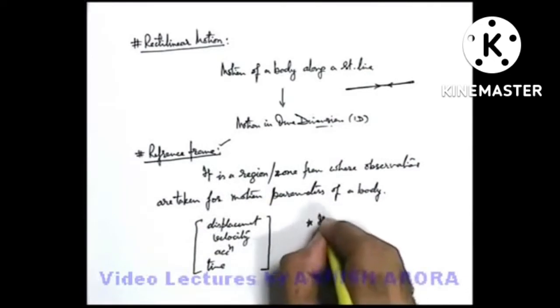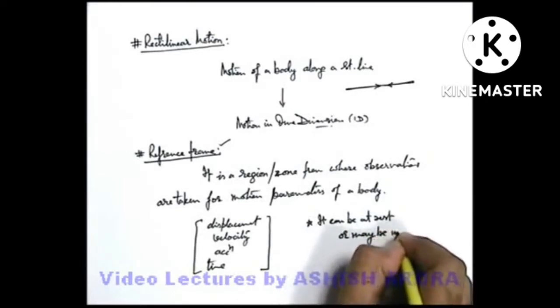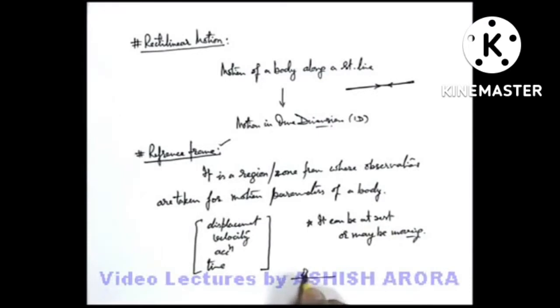Reference frame can be at rest or maybe in motion. For example, say you are standing on ground and you are looking at a body which is moving at a speed of 10 meters per second. Then in your reference frame, or with respect to ground, we can say the body is moving at 10 meters per second. But the same body, when observed by a boy standing on a skateboard which is moving at 10 meters per second, he will feel that this body X is at rest, because both are moving at the same speed. So this boy will not observe any motion in this body.